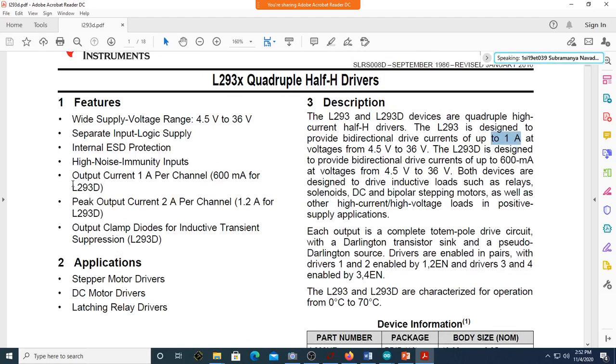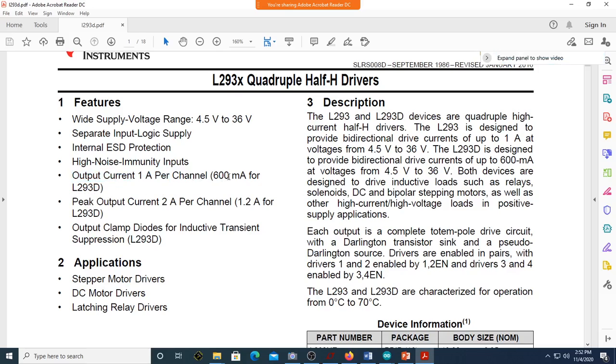So here, that's what it is: output current 1 ampere per channel. This is the peak current per channel. Because we have something like average current and peak currents. So peak current will be there sometimes, it will not be there throughout.